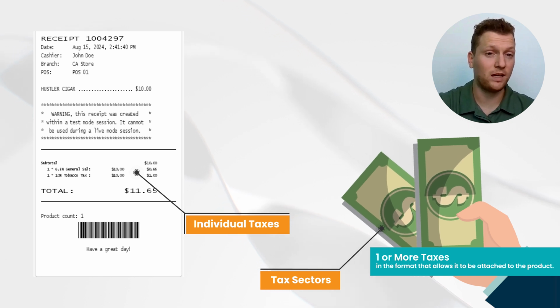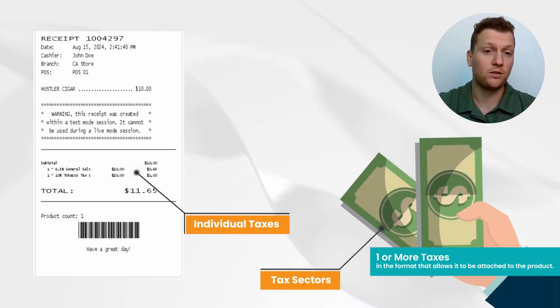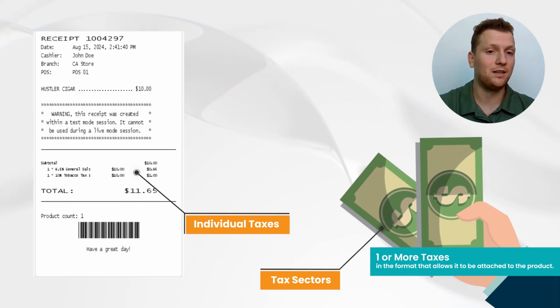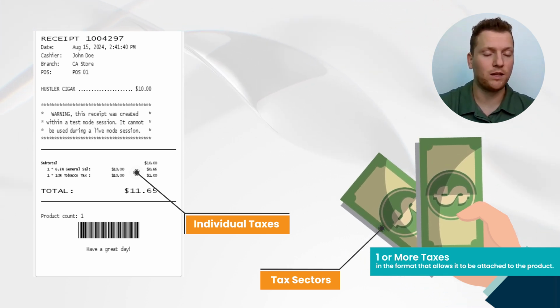We have a general sales tax, which would go into the general sales tax sector, which is another example of a tax sector with just one tax in it. In this case, let's say it's 6.5%.